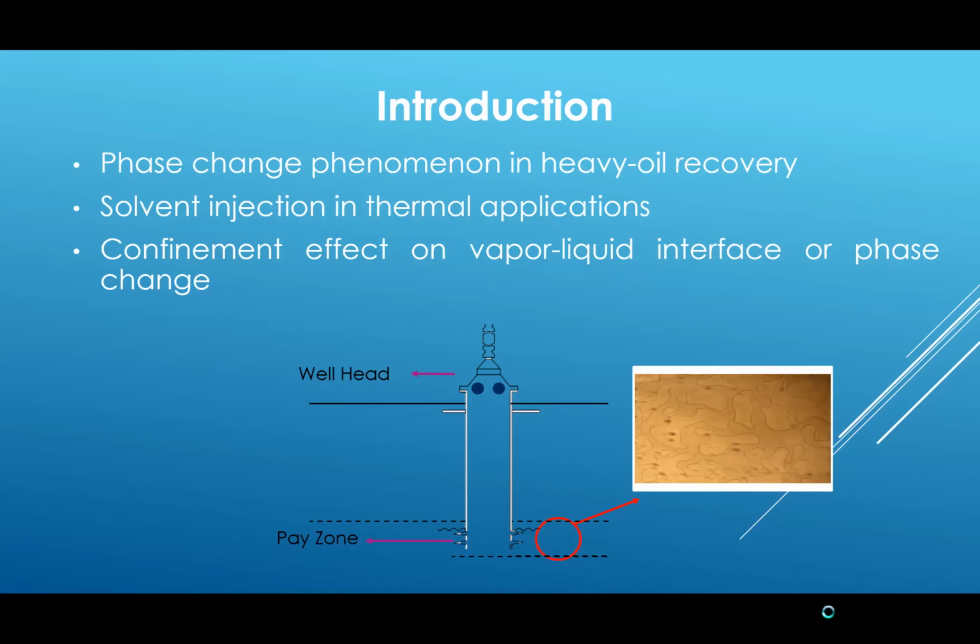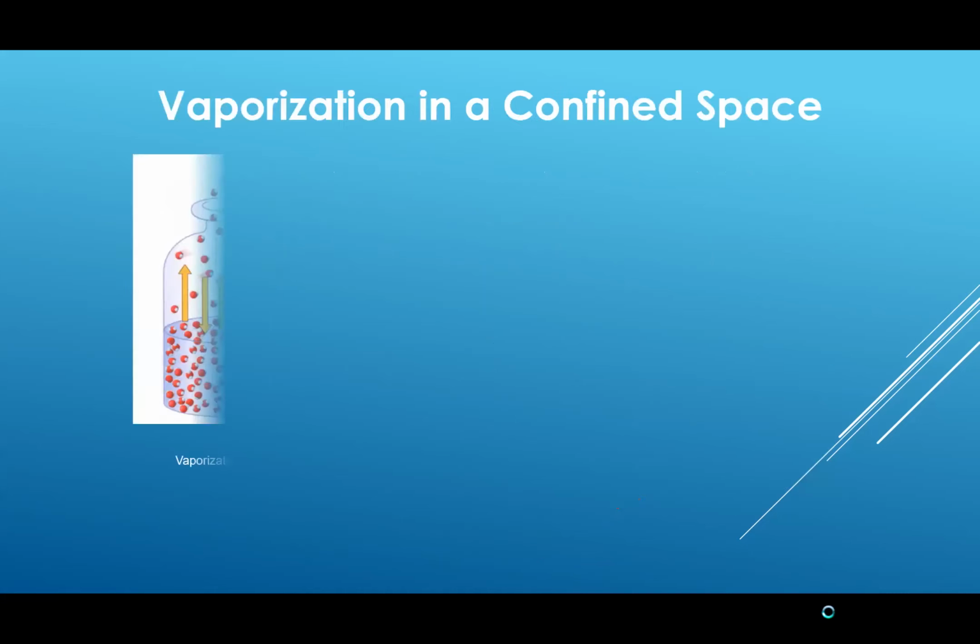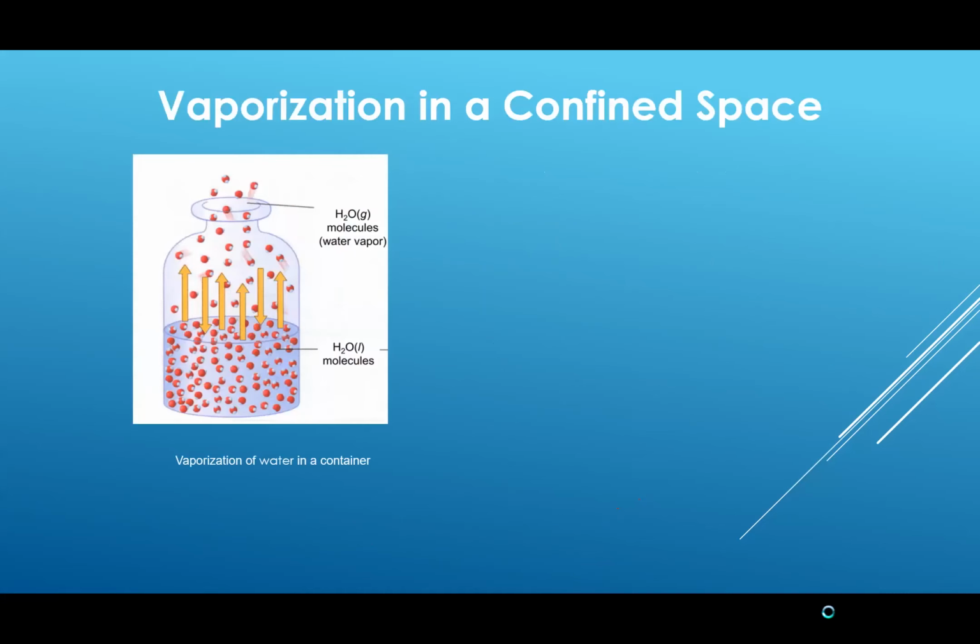Confinement in small pores will have an effect on the vapor-liquid interface or phase change. In confined volumes at which the medium sizes can get to nanoscale, the vaporization and condensation of fluids starts to take place at different temperatures and pressures, compared with what we observe in normal conditions.